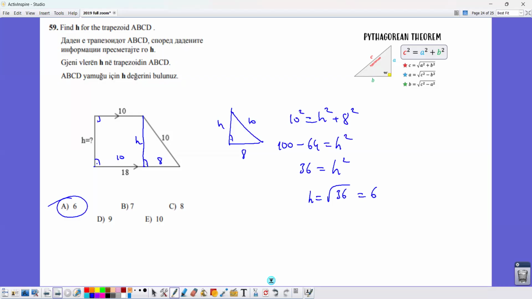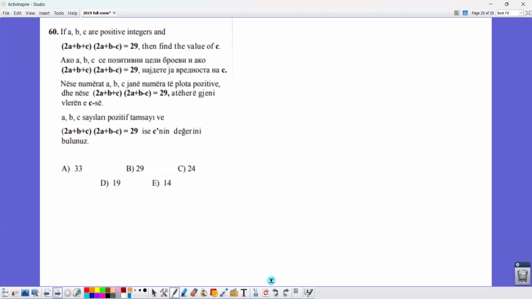And we are coming to the last question. It says, if a, b, c are positive integers and 2a plus b plus c times 2a plus b minus c is equal to 29, then find the value of c. So here 2a plus b plus c times 2a plus b minus c is equal to 29. It is said in the question that they are positive integers.